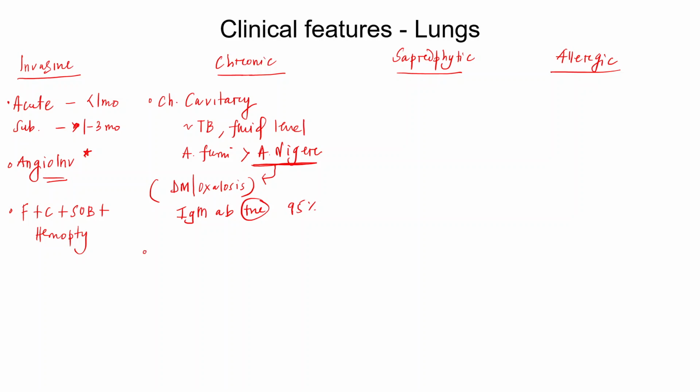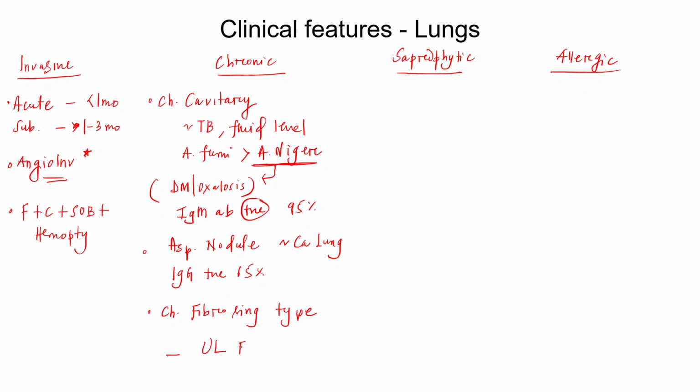Then the second chronic type is Aspergillus nodule. In this case, you will get IgG antibody positivity in 65% of cases, and this will mimic carcinoma lung. I told you chronic cavitary will be similar to tuberculosis radiologically; nodule will mimic carcinoma lung. Then the third one is the chronic fibrosing type. Remember, aspergillosis will cause upper lobe fibrosis.